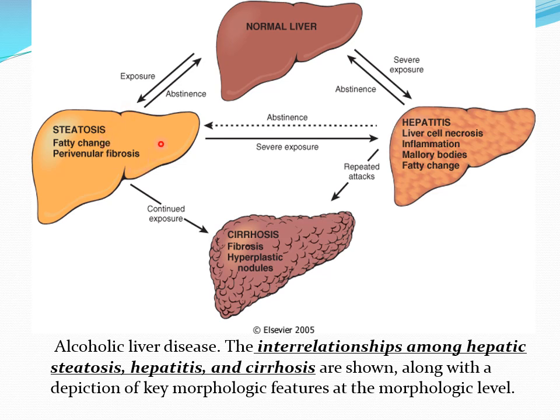Or if there is steatosis and then severe exposure occurs, it may change to hepatitis or cirrhosis also. When it changes to hepatitis, it may change back to normal liver, but when it changes to cirrhosis, it will not change back to normal liver. It is an irreversible condition. So there is an interrelationship between these three diseases.